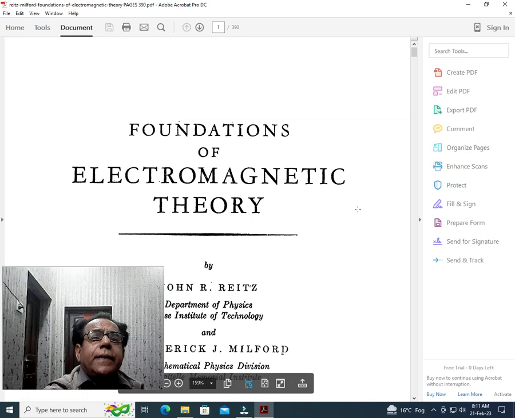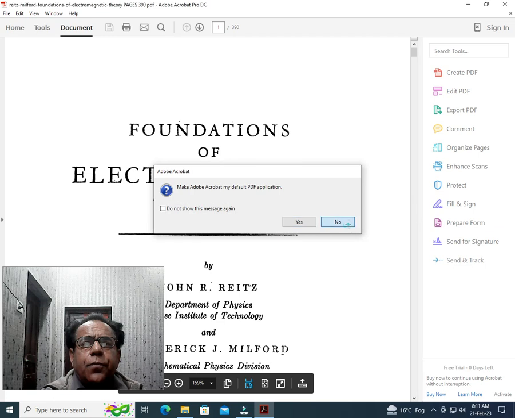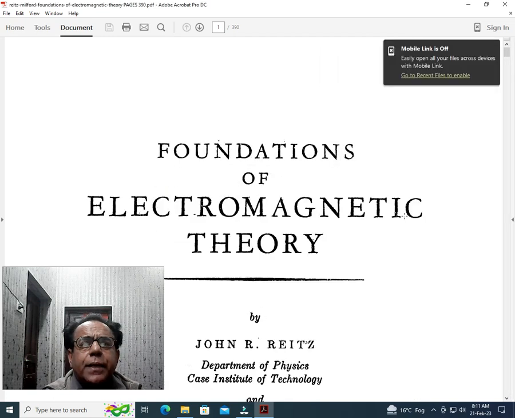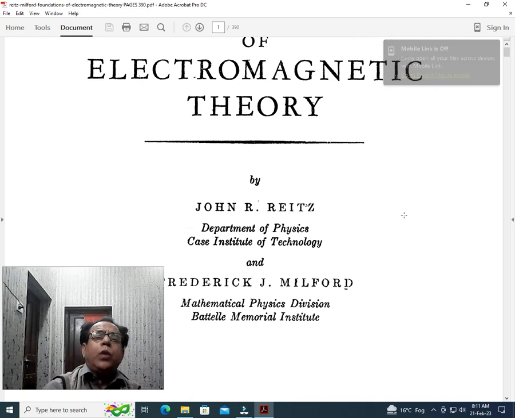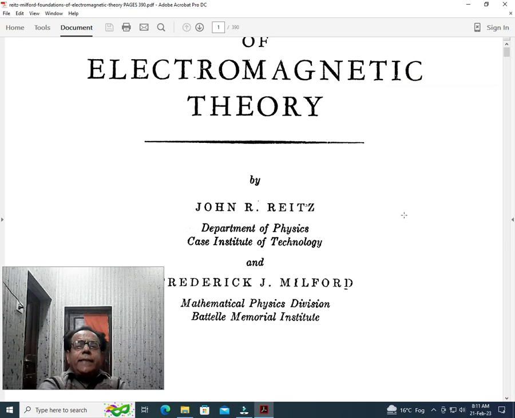Okay, this is the next book, Foundations of Electromagnetic Theory by John R. Reitz, R-E-I-T-Z. John R. Reitz, not Wright or Reed.